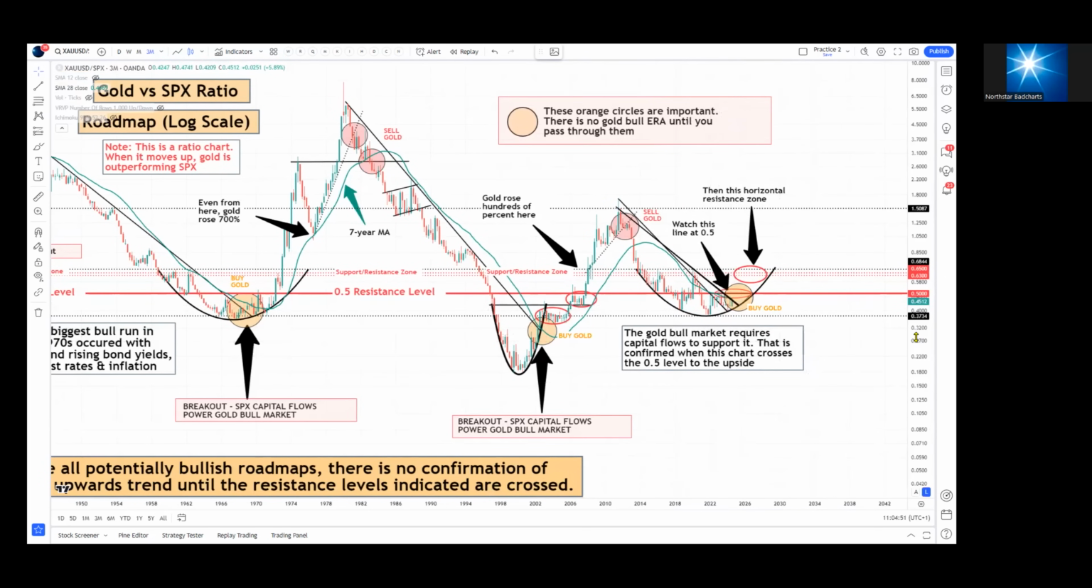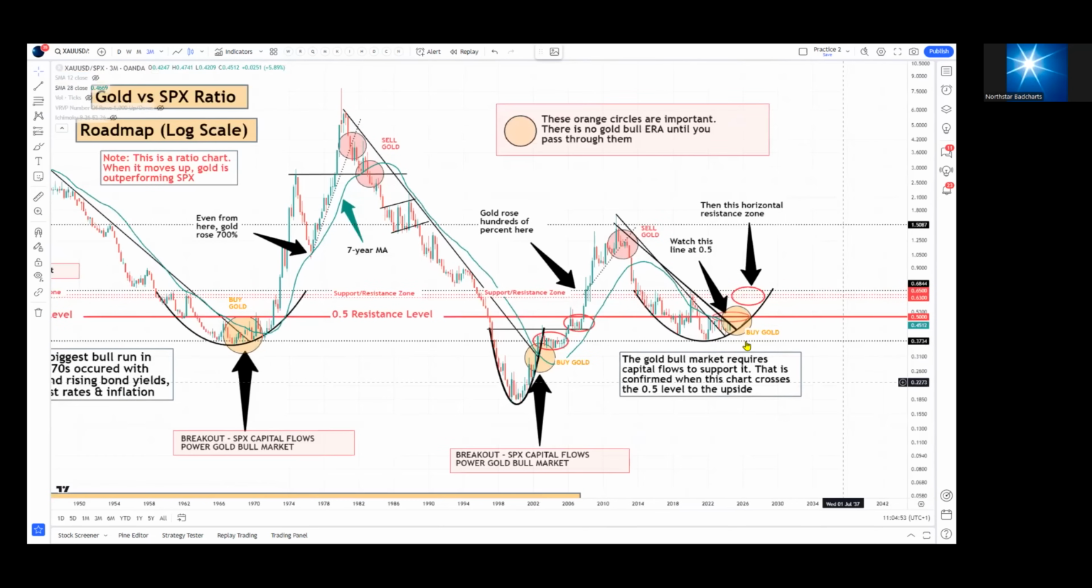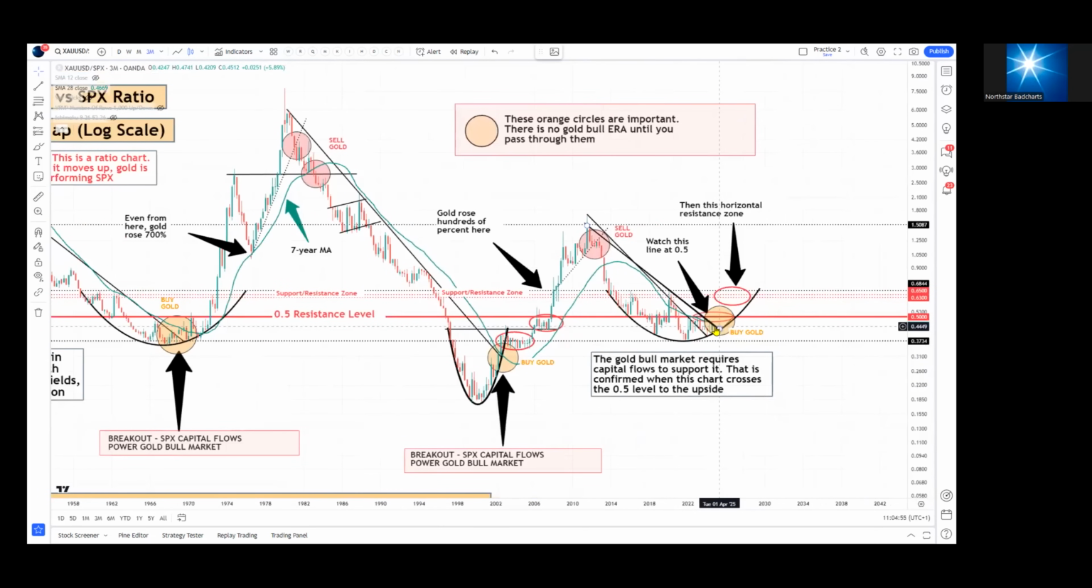So this is the first prerequisite of a precious metals bull era, but we haven't got the final piece of evidence yet. We haven't broken out above 0.5. We haven't got above that clear support and resistance level. So it's a bit difficult to say we're in a precious metals bull era based on this chart.